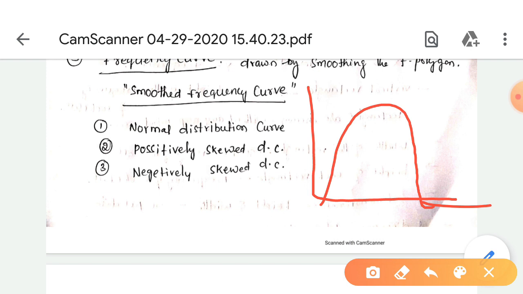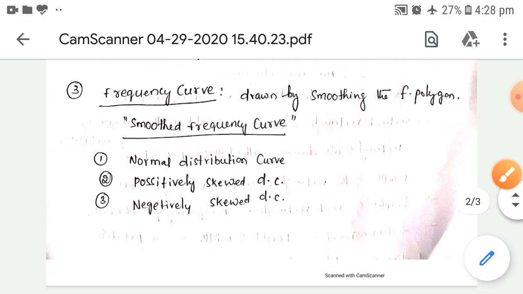The next one, the positively skewed distribution curve, is asymmetrical, and here the low values of the variable have the highest frequencies. In the negatively skewed one, high values of the variable have the highest frequencies. So the first one has an inverted bell shape, the second has low values with the highest frequencies, and the negative one has high values with the highest frequencies. Okay, so that is the frequency curve.